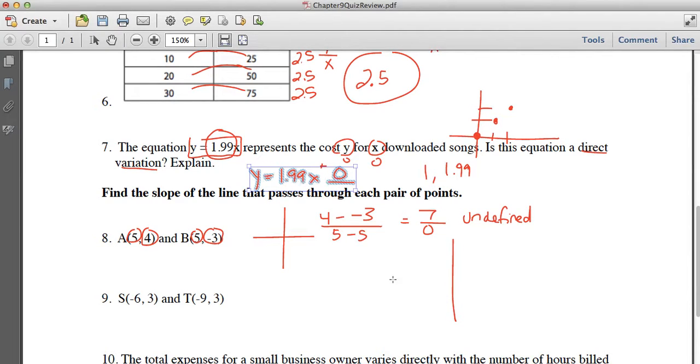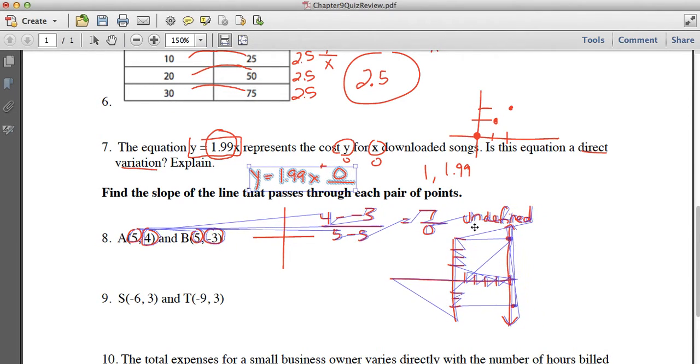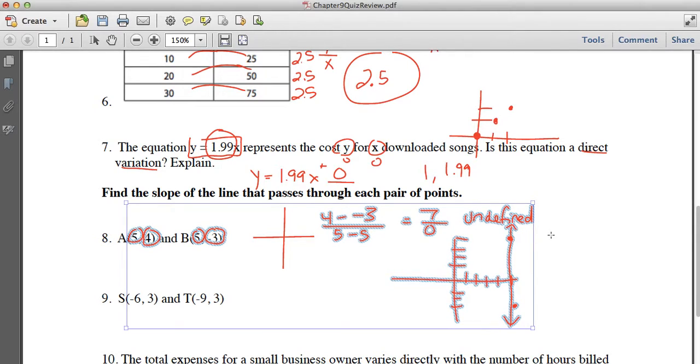And if I actually graph those 2 points, over 5, up 4 is right here, and over 5, down 3 is right here. That's a vertical line. Does not pass the vertical line test. It's not a function, and it's an undefined slope. So the slope would be undefined.